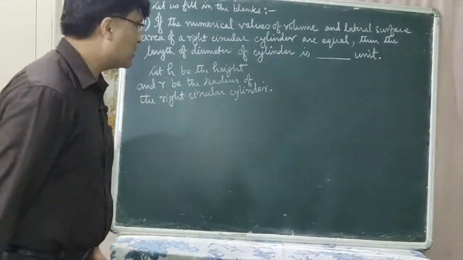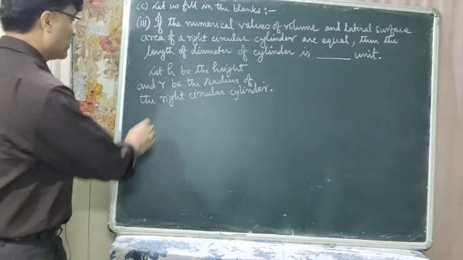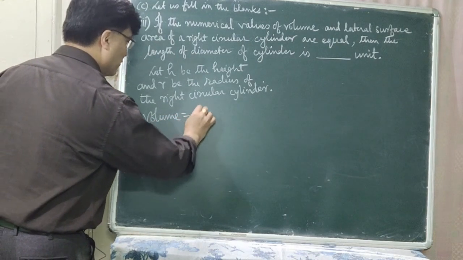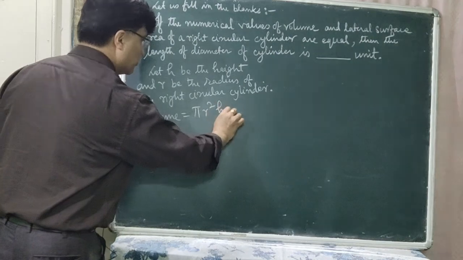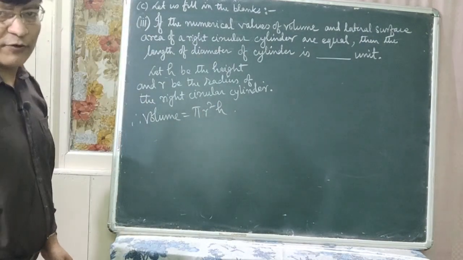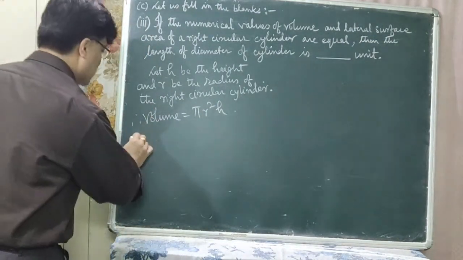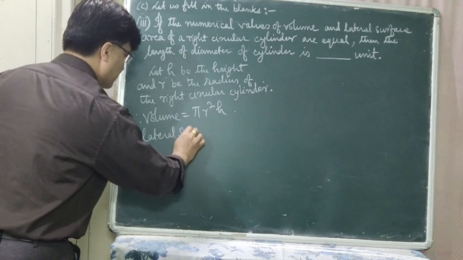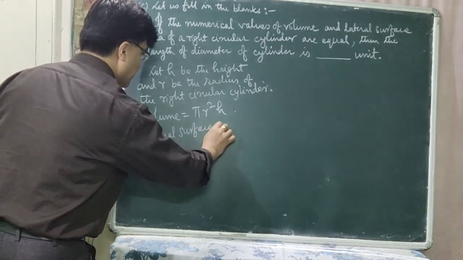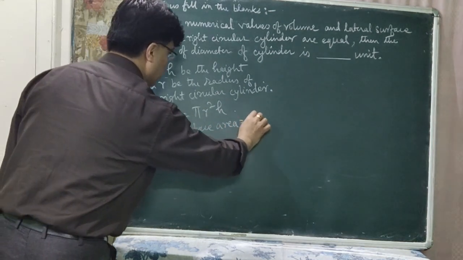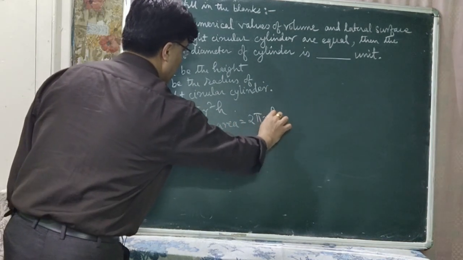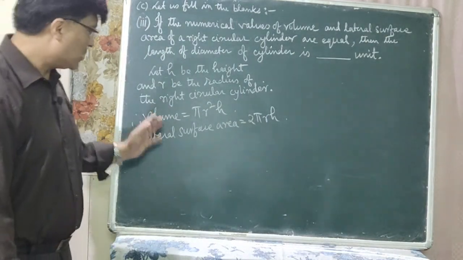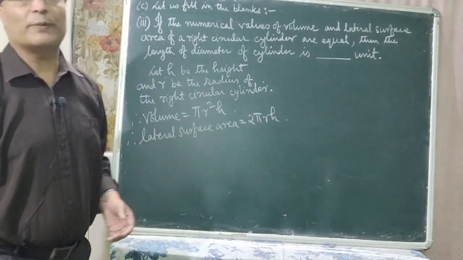Okay. Now let us write down the formula for volume. So what is the formula for volume? It is pi r square h. You know that. This is the formula for volume of the cylinder. Next, what is the lateral surface area? Lateral surface area is equal to 2 pi RH. Okay. So what is the lateral surface area of the cylinder? That is 2 pi RH.